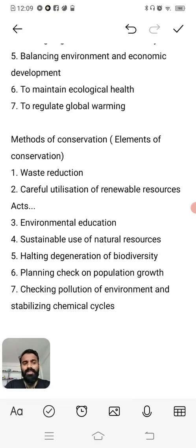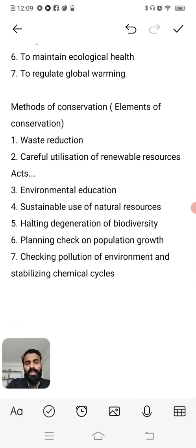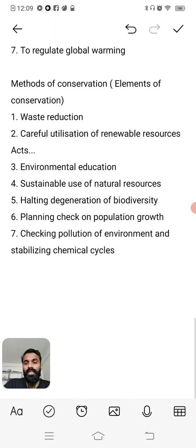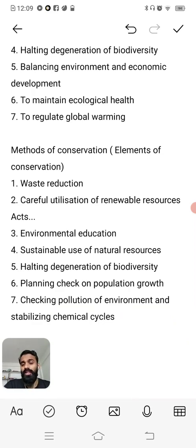There are many acts which have come under the government of India. There are around 3 to 4 acts: the Environmental Protection Act of 1986, the Wildlife Protection Act of 1972, Article 48A of the Constitution of India, and Article 51 of the Constitution of India. So all these acts are important, which are the measures taken by the government to protect and preserve or conserve the natural resources.